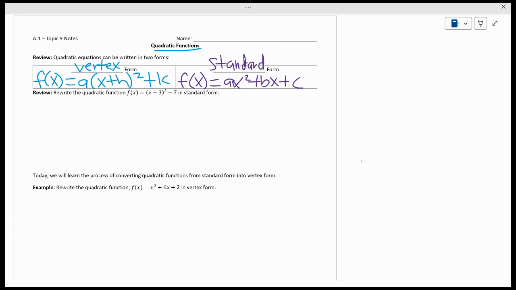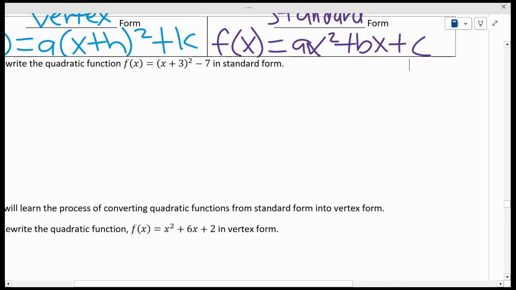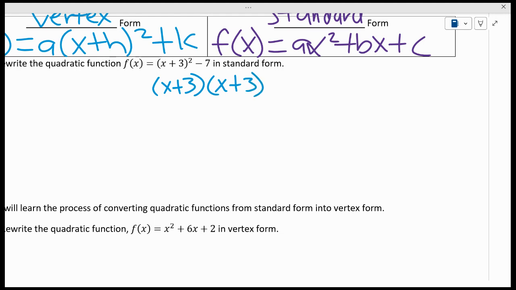So, continuing review, rewrite the quadratic function in standard form. So this is in vertex form. They want us to change it to standard form. This is something that you already know how to do. So f of x equals (x plus 3) squared minus 7. If you recall, we talked about what does that 2 actually mean? That 2 means that there's 2 x plus 3's. So we would write out x plus 3 times x plus 3, and then don't forget the minus 7. Why does that help us? Because now I can actually multiply these.